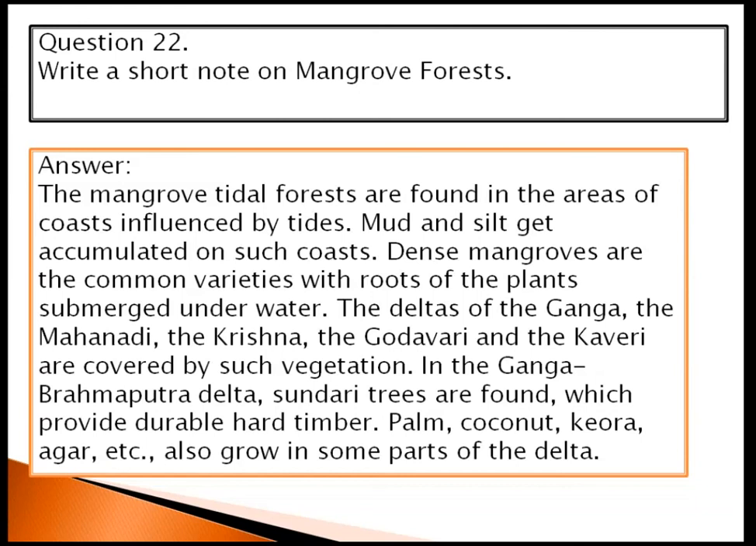Dense mangrove forests are there. They are a common variety with the roots of the plant submerged under the water. The deltas of Ganga, Mahanadi, Krishna, Godavari and Kaveri are covered by such vegetation. In the Ganga Brahmaputra delta, Sundari trees are found which provide durable hard timber. Palm, coconut, gur, etc. are grown in some parts of the delta.